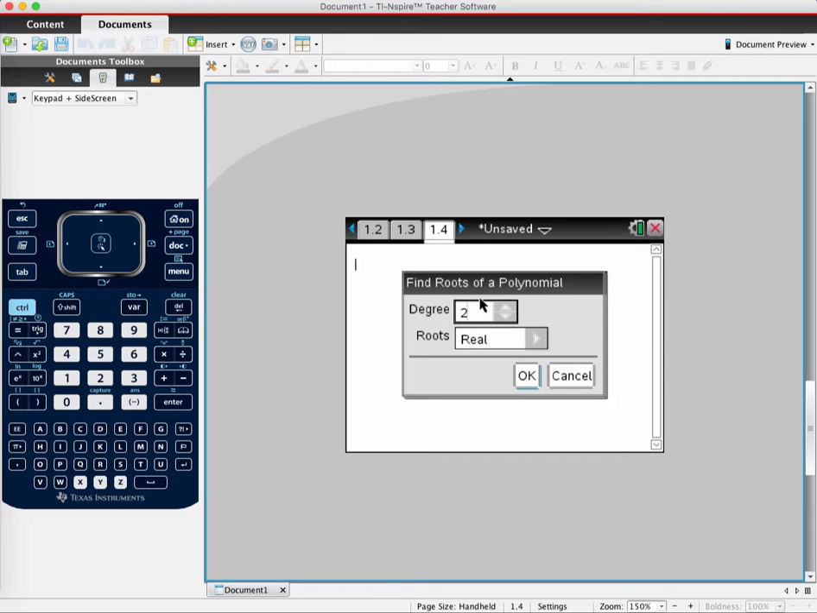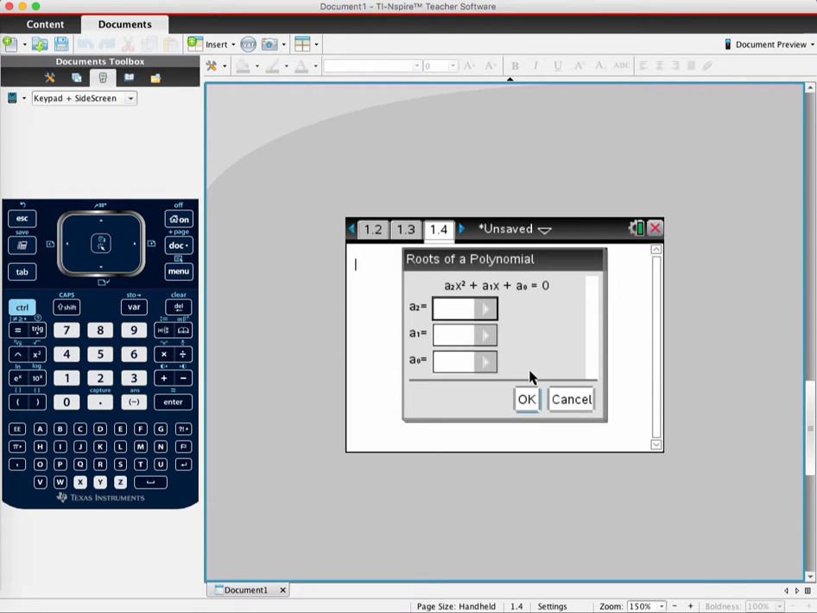The first is degree. Now degree means the highest power of x, or the highest exponent that appears by an x, or whatever variable you're using in your equation. So in the case of a quadratic equation, degree is 2 because x squared is the highest power. If you were solving for the x-intercepts of a line, that would be degree 1 because x to the power 1 is the highest power of x in that equation. So we go 2, we're always going to leave real as the option for roots. Click OK, and we get some more options we can fill in.